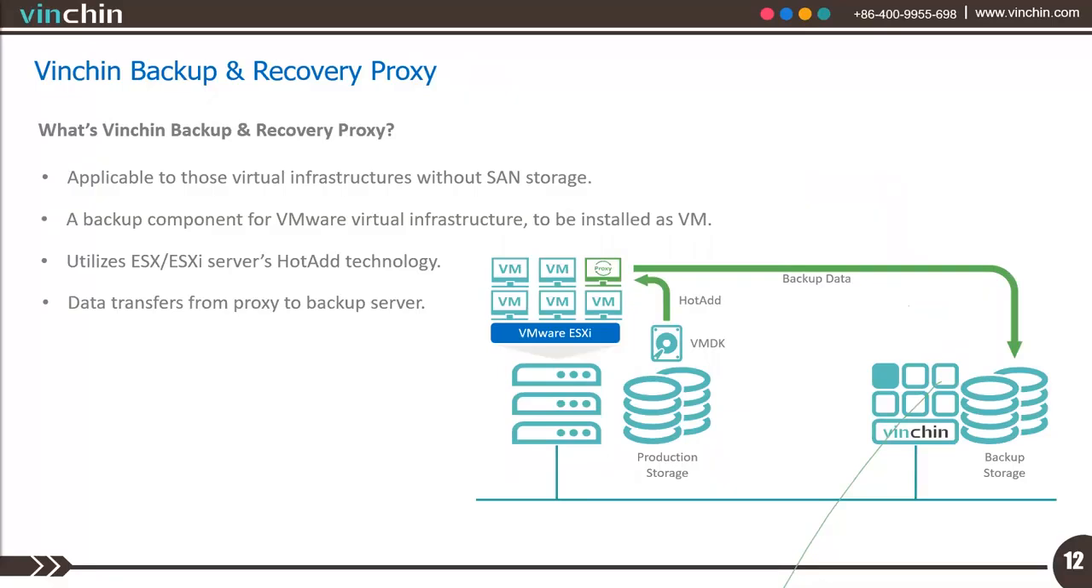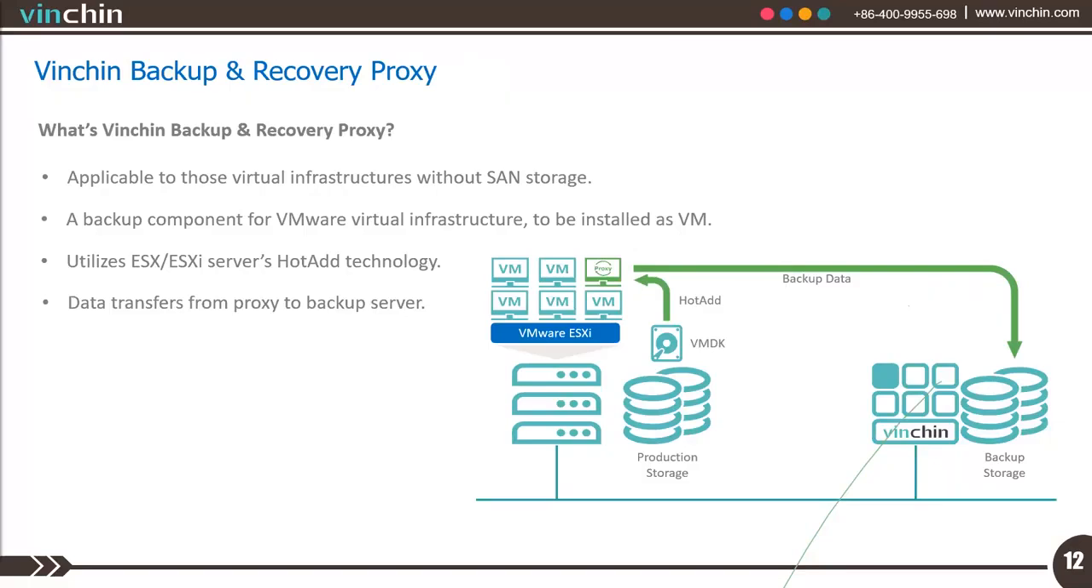Next new feature, Vinchin Backup and Recovery Proxy. It is a new backup architecture component developed by Vinchin for VMware virtual infrastructure. It is applicable to those virtual infrastructures without SAN storage. It needs to be installed on the VMware ESXi server as a virtual machine.